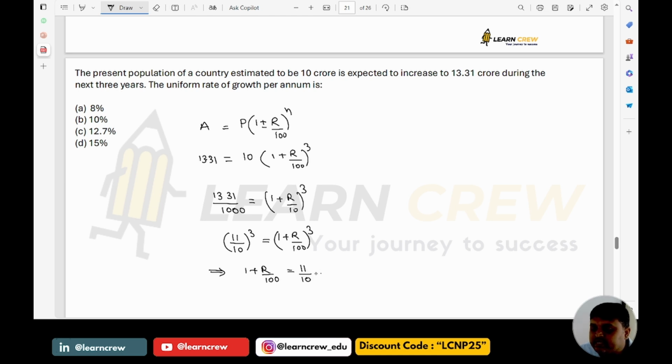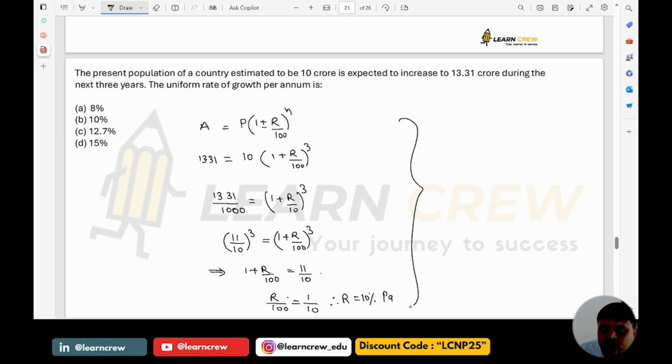And from this, if I simplify, I will get R by 100 equal to 11 by 10 minus 1, which is 1 by 10. Therefore, the rate R is 10% per annum. This is the traditional procedure.